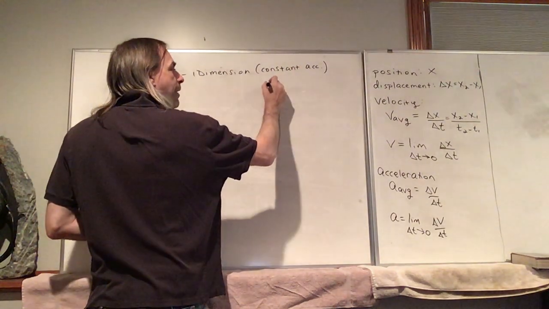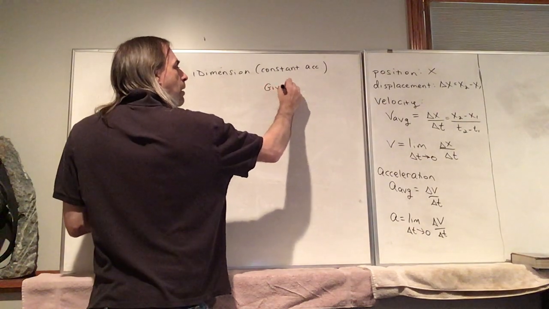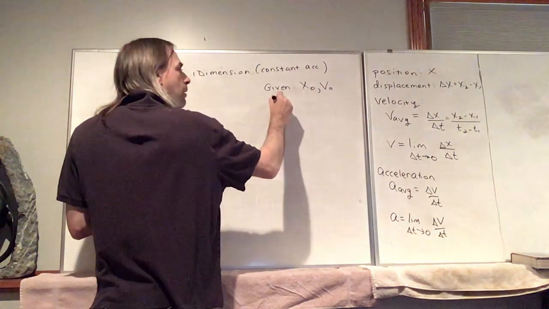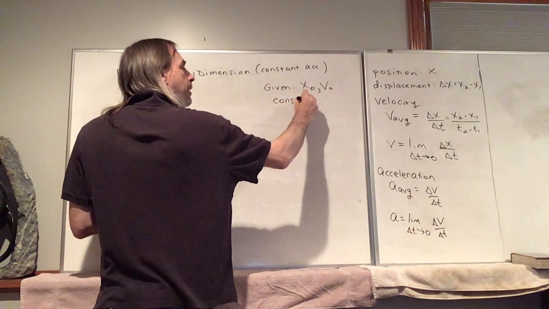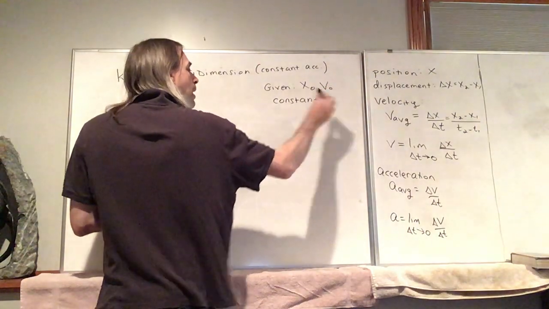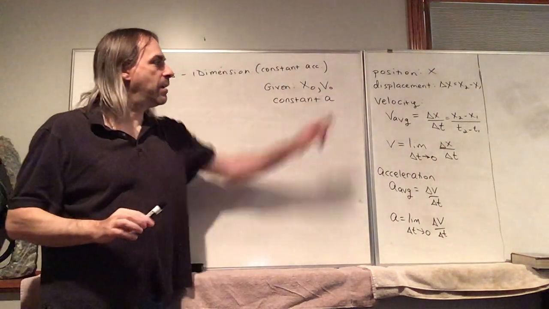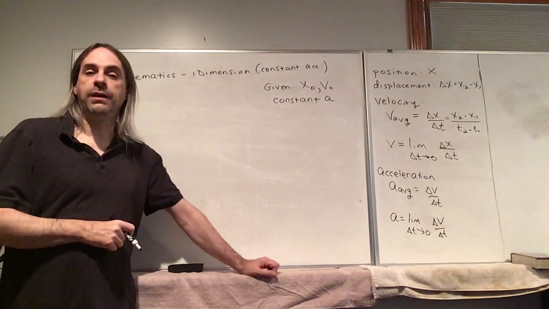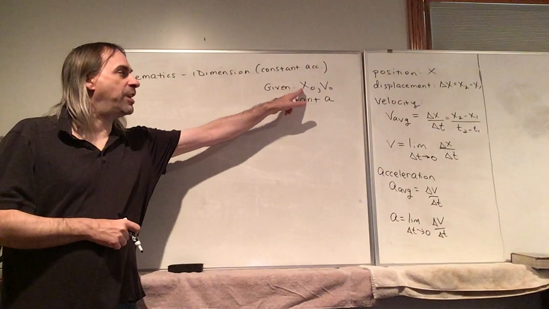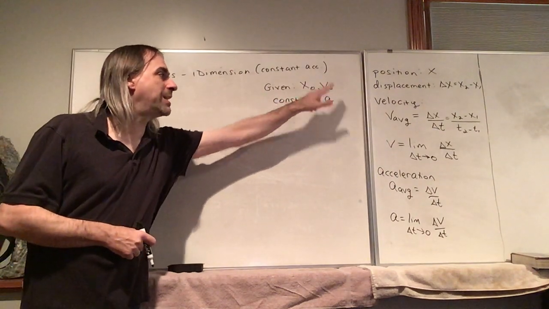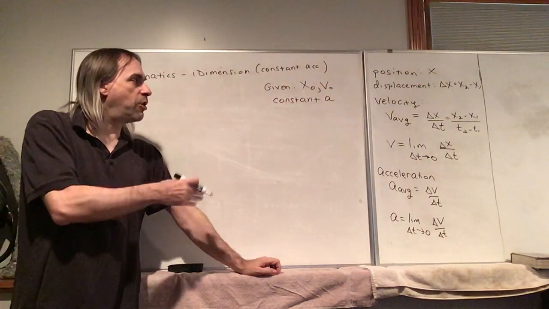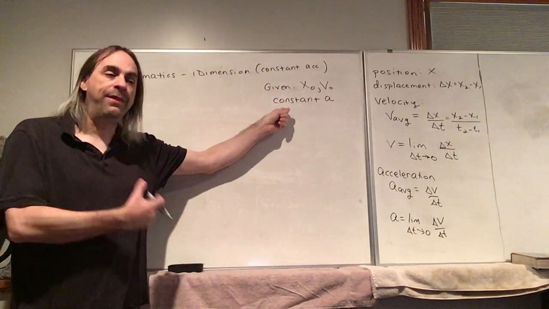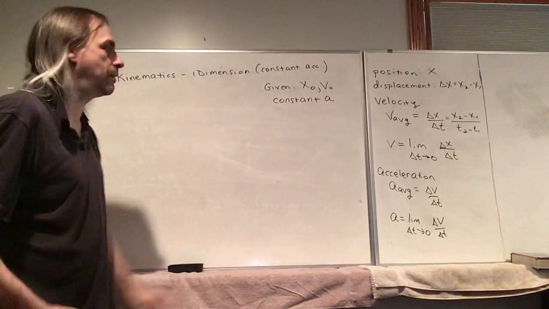So let's say we are given the following. Now this is pronounced x naught and v naught. That's the initial position and the initial velocity of the object. You can think of that as the position at t equals 0 and the velocity at t equals 0. So initial position and velocity, and we're also given the acceleration and the fact that the acceleration is constant.